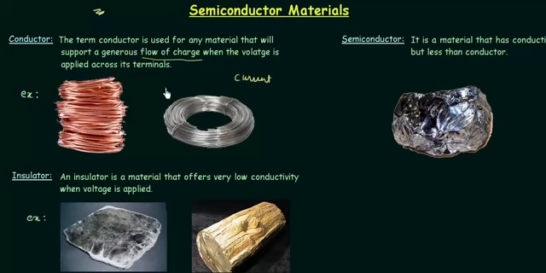And we have to check for the amount of current flowing through the material, and depending upon this current we will categorize them in three categories. The first one is conductor, the second one is insulator, and the third one is semiconductor. So let's start with it.